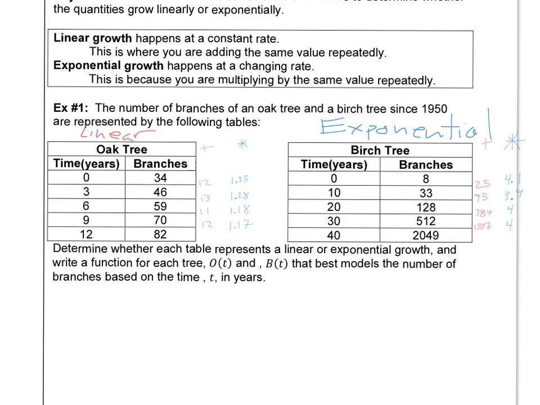Okay, now it says determine whether each table represents a linear or exponential growth. We got that. And write a function for each, O of t and B of t, that best models the number of branches based on time t in years. Okay, let's do the oak tree first, because even though you haven't written the linear equation in a while, I think it's going to be pretty simple.